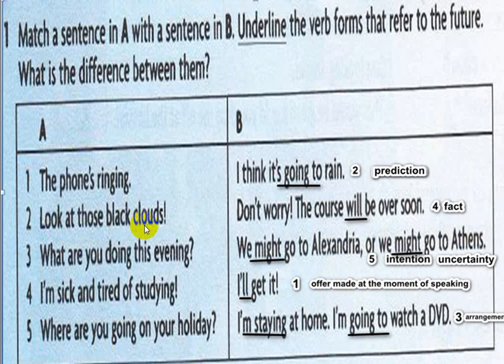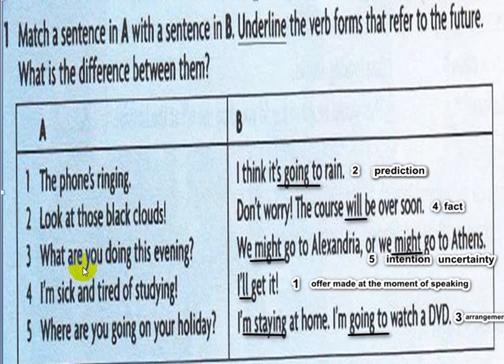Look at those black clouds. The answer is, I think it's going to rain. Here is the underlined future form. I think it's going to rain. It is a prediction.